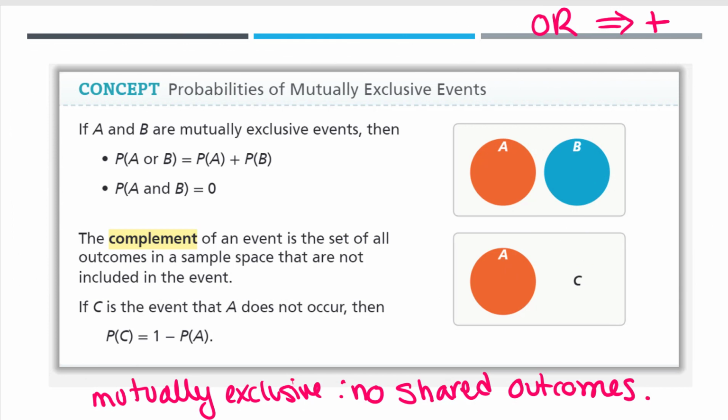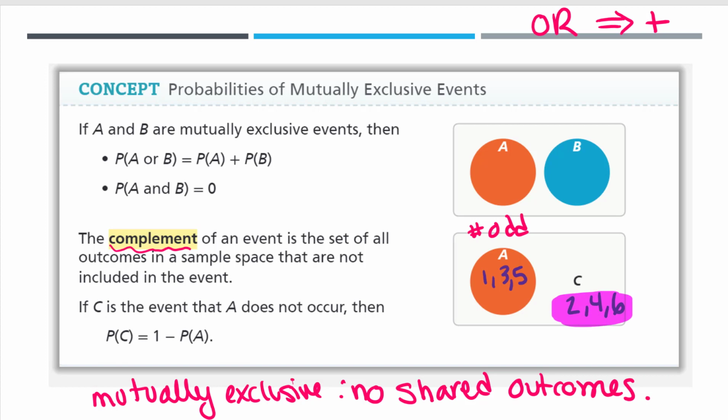Now let's look at our complement. The complement of an event is the set of all of the outcomes in the sample space that are not included in the event. So I'm going to come up with a new example here. Event A is rolling an odd number on a die. So the outcomes of an odd are 1, 3, and 5. The outcomes that are not odd are 2, 4, and 6. So the complement is the probability that we roll a 2, 4, or 6.